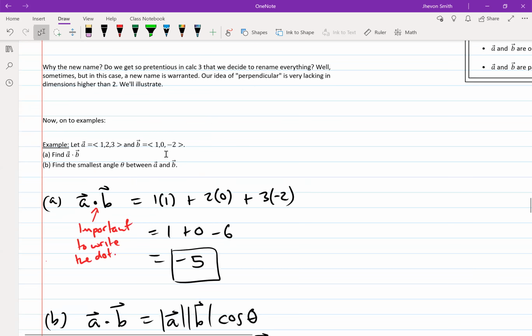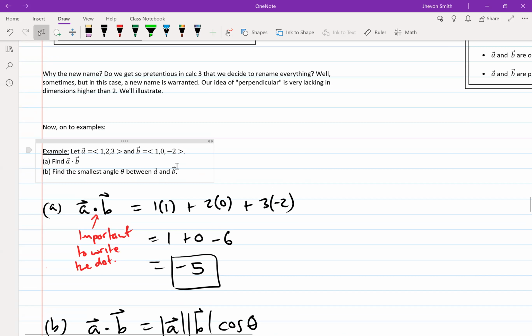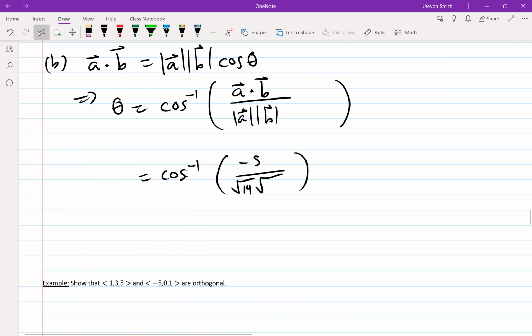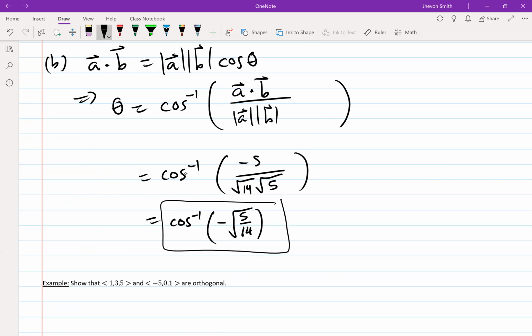And then you look at B, 1 squared plus 0 squared plus 2 squared. I want to say 5. So this is the cosine inverse of -5 over that, or I can write it as -5 over 14. And that would be your answer. That's the angle between these two vectors. So they're in fact not orthogonal, if I want to know what angle is between them.